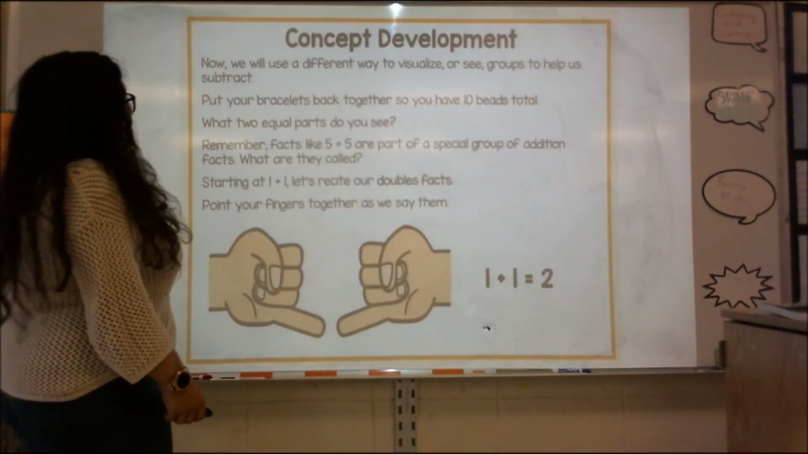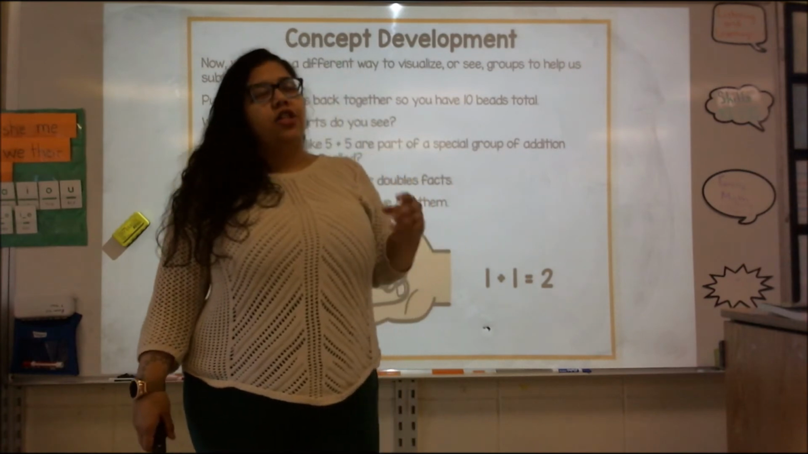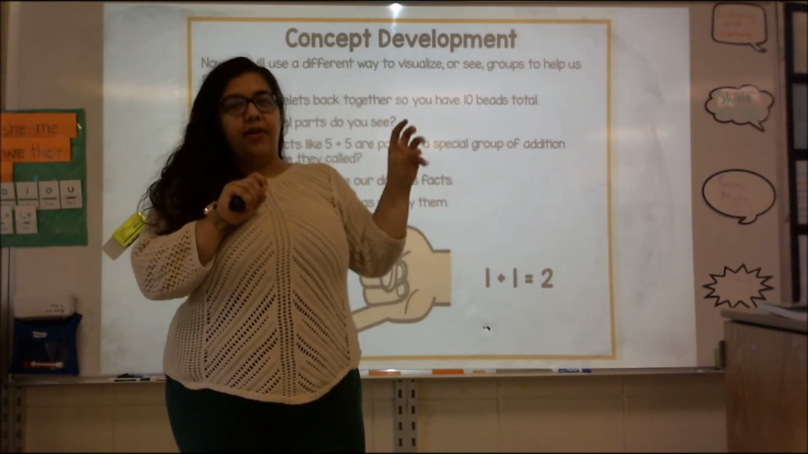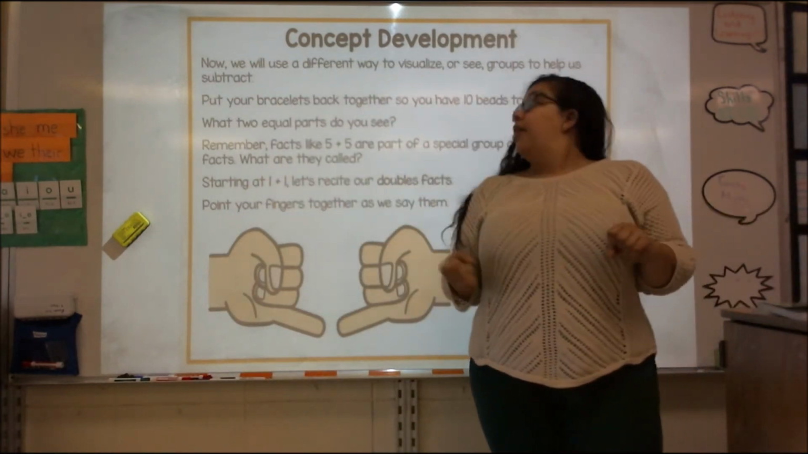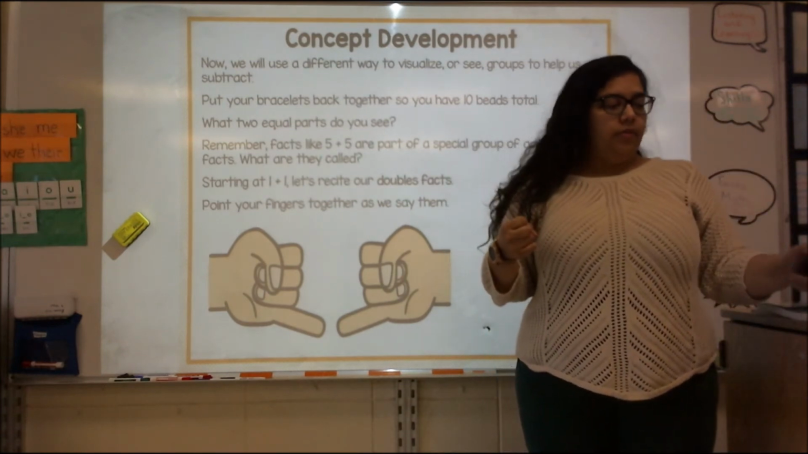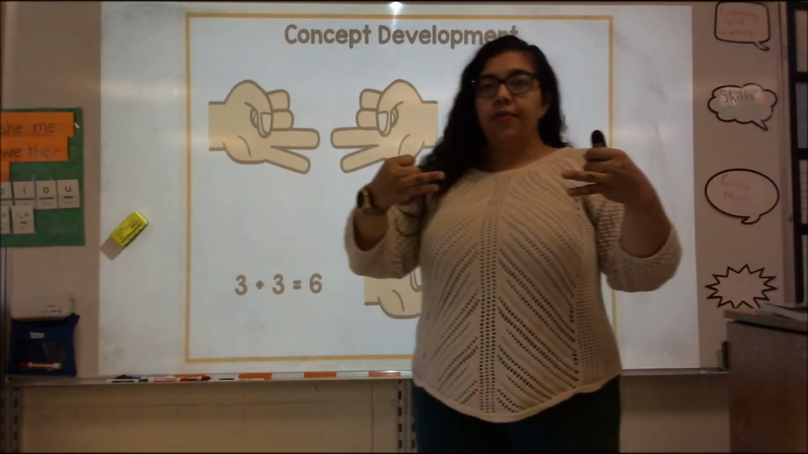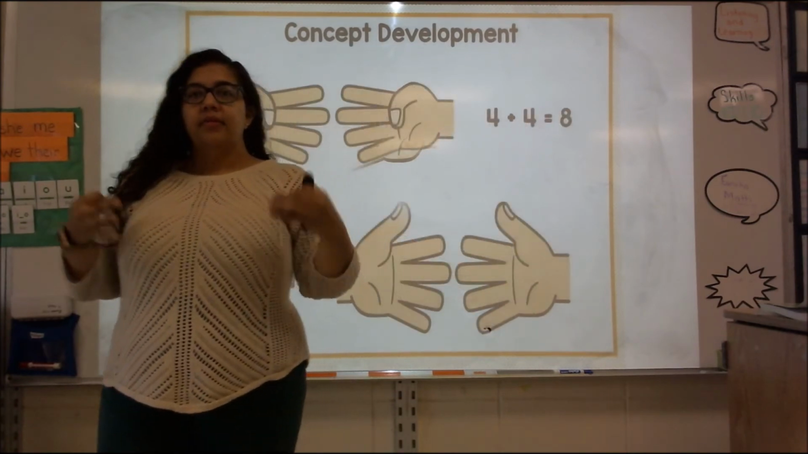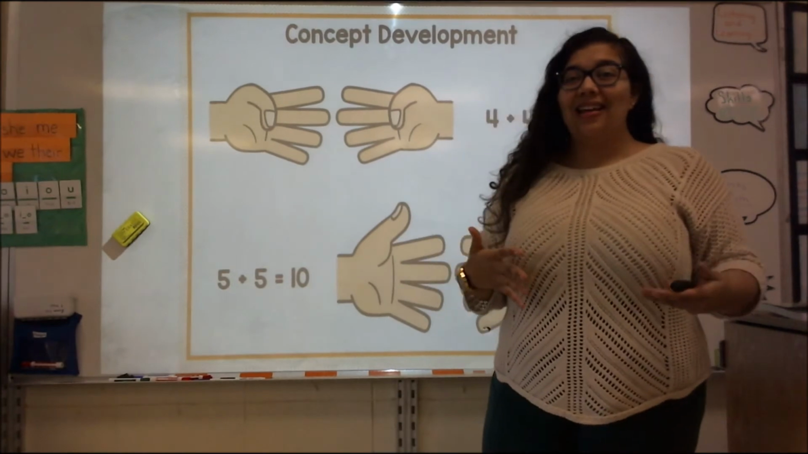All right, so let's look at doubles real quick, because this is a very similar strategy to what we just did, where we look at our 5s and taking away our 5, or taking away whatever our other portion of the group is, all within 10. Let's look at our doubles. So 1 and 1 is 2. Good. 2 and 2 is 4. 3 and 3 is 6. 4 and 4 is 8. 5 and 5 is 10.